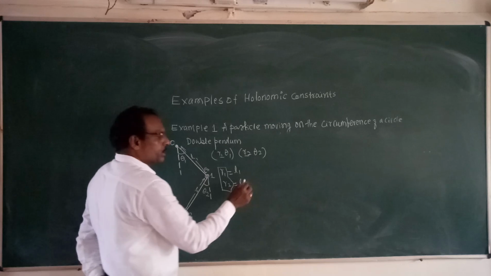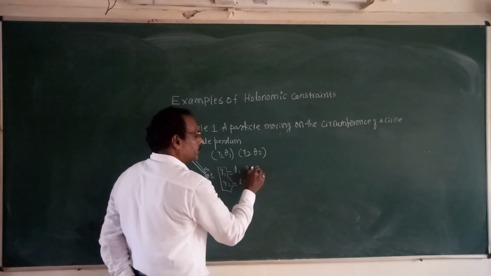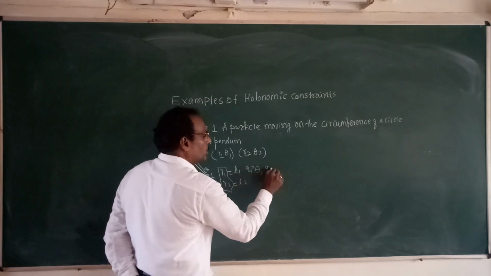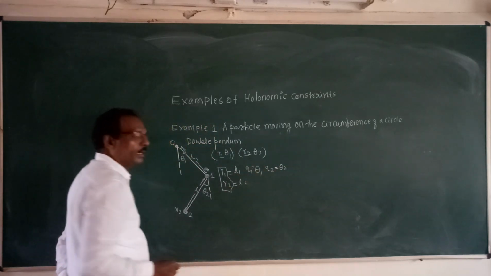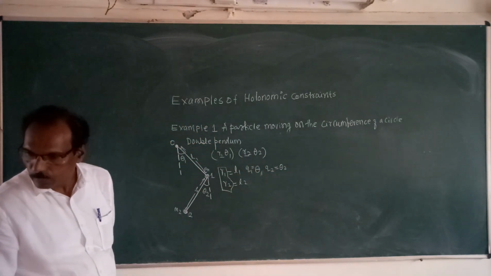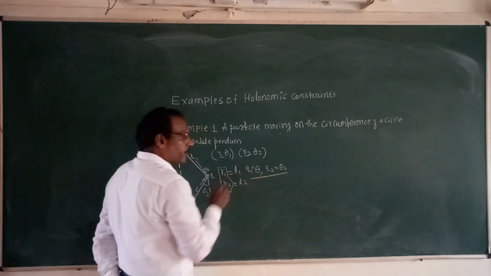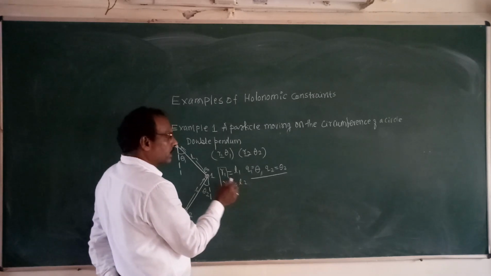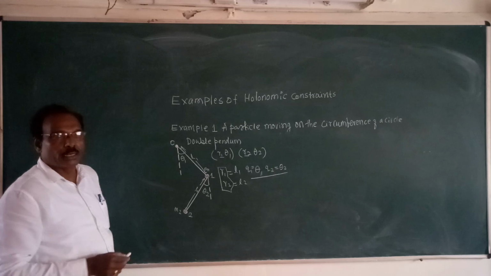So you can say here only two coordinates, q1 is equal to theta 1, q2 is equal to theta 2. Theta 1 and theta 2 are the two coordinates we require. And these are the two coordinates we require to describe the motion of a double pendulum.